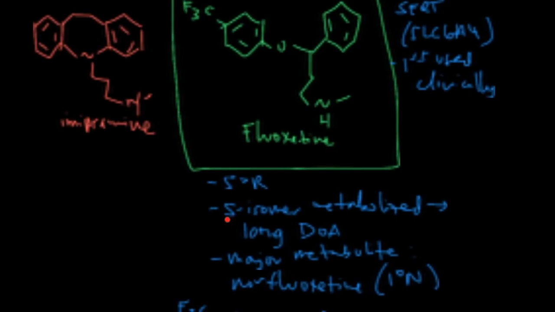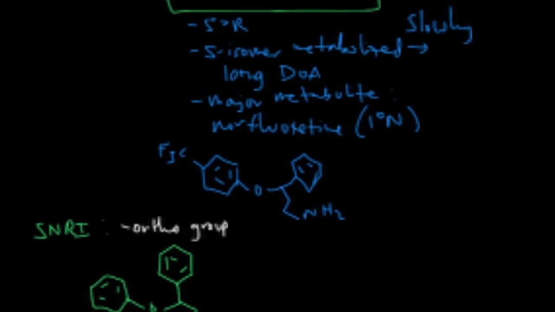The S isomer is metabolized slowly, leading to a long duration of action. So yeah, the metabolism of the S isomer slowly over a long period of time explains its long duration of action. So you can dose it once weekly. The major metabolite is norfluoxetine, which is your primary amine. So if you see here, fluoxetine is a secondary amine. Metabolizing it gives you a primary amine, which is norfluoxetine, shown here.